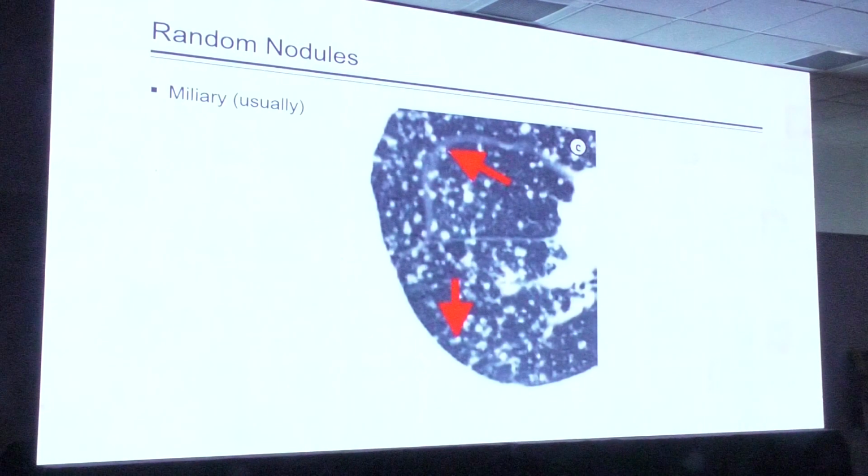Coming to the random nodules, they don't follow a particular pattern. A few nodules will be centrilobular, a few nodules will be perilymphatic. So this is called random nodules, usually seen in a miliary pattern.